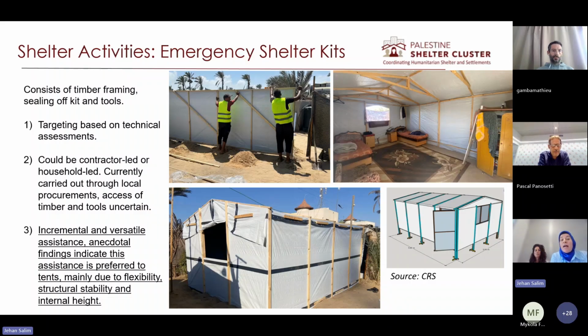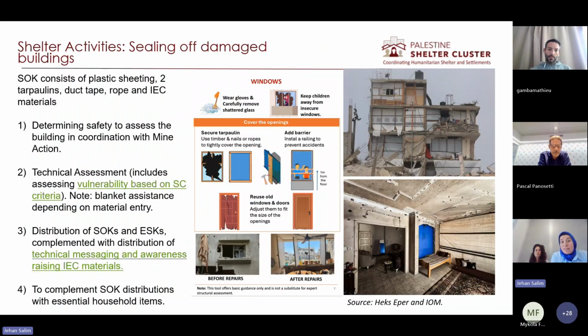But the most important thing, we have anecdotal feedback and findings from on ground. People prefer these ESK over tents because they provide more flexibility, as you can see, because you can change the design according to the family size and the family preference, and then it provides more structural stability, and the height of the shelter is better than the tent. This is another one. This is the sealing-off kit that can be used to seal off damaged buildings.